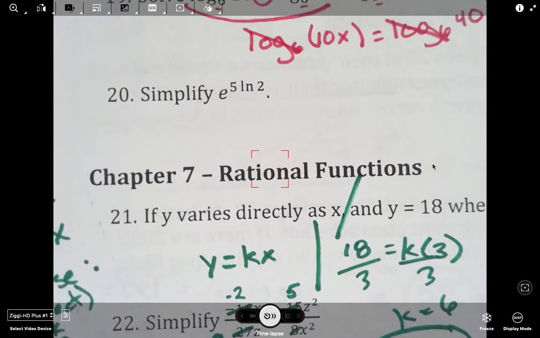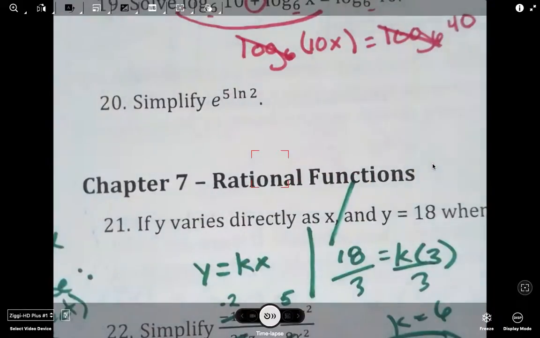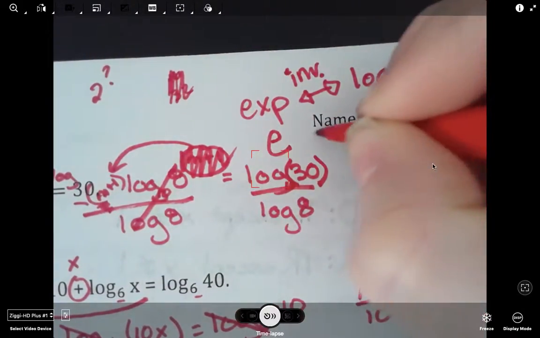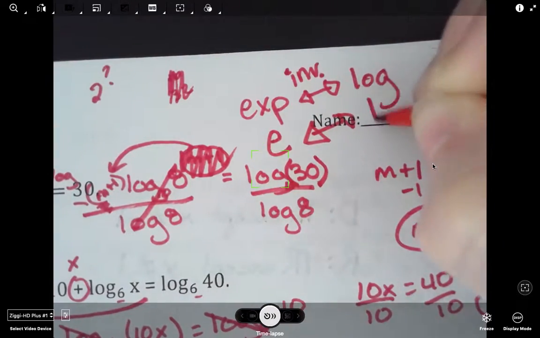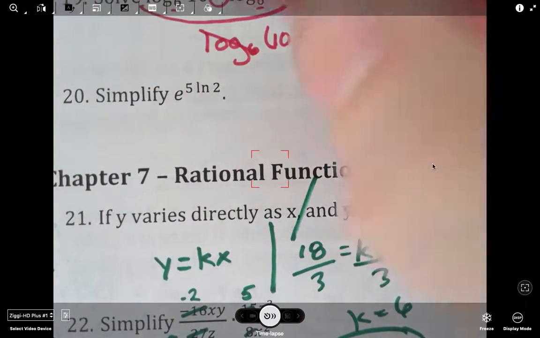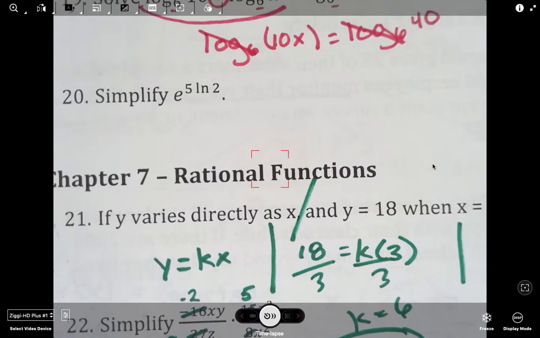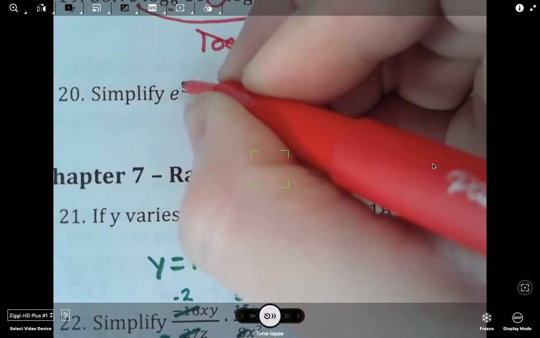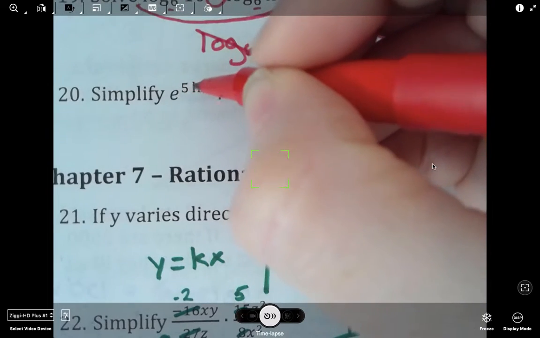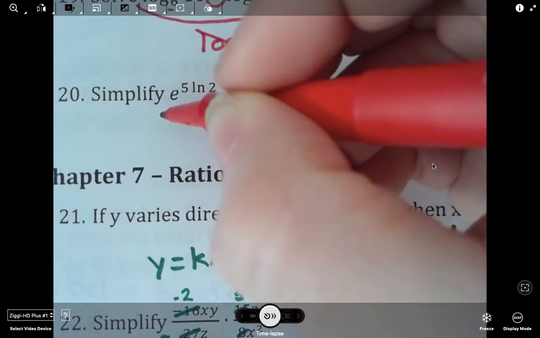Last one. Number 20. He says e to the 5 ln 2 power. E and ln will cancel with each other because exponentials and logs are inverses of each other, just like e is the inverse of ln, right? Those two undo one another, okay? So, e and ln will cancel with each other, but only if that 5 is gone. A lot of people say, well, that 5 needs to go down in front. Well, he's already down in front of the log, right? You can't put him down in front of an e, okay?